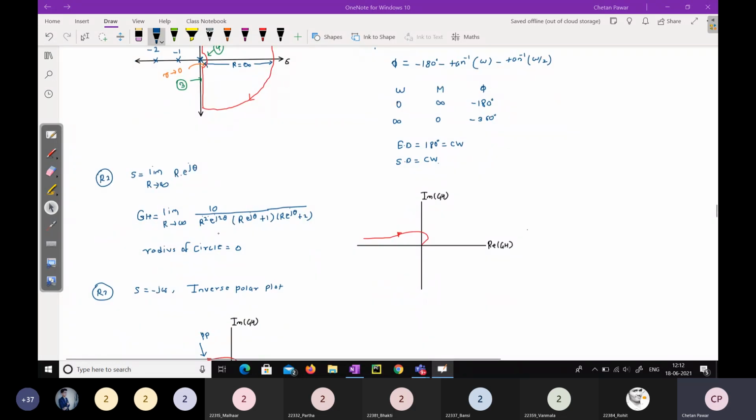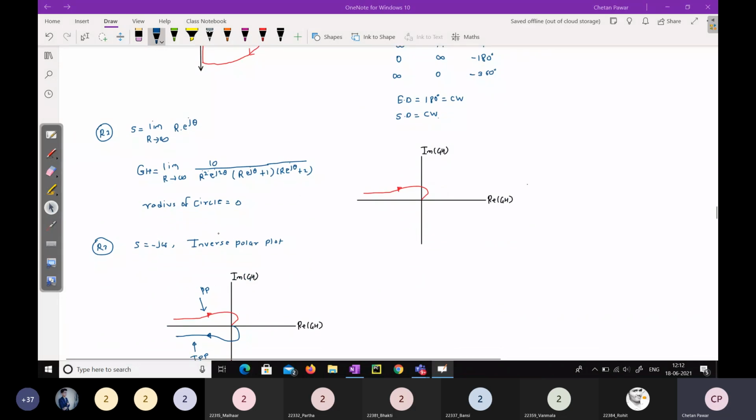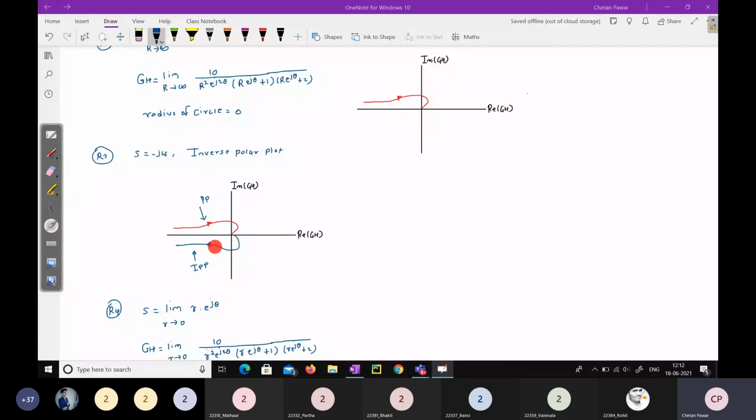Then region 3. Region 3, as we know, is the inverse polar plot, S is equal to -j omega. Here you can see the red plot is a polar plot, and what is the inverse polar plot? The mirror image of it. So it will be like this. Look at the direction, direction is important. Here you can see the direction is clockwise. So the direction should be like this.